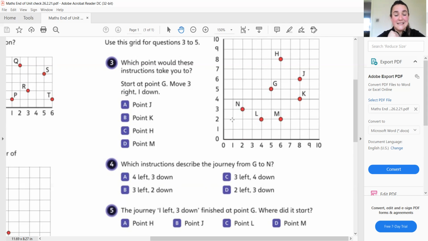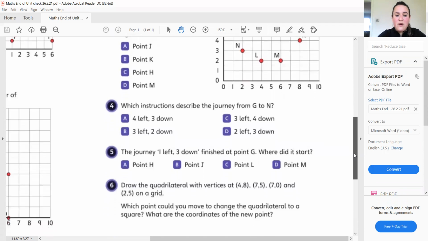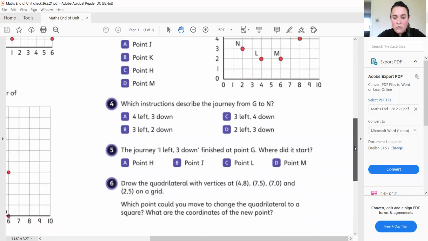Okay, I want you to do the same again, exactly the same as what I've done. Start at G, follow each translation, and then you tell me which one of those describe the journey from G to N. Okay, perfect. Right, once you have done that, question 5 is also on this grid.